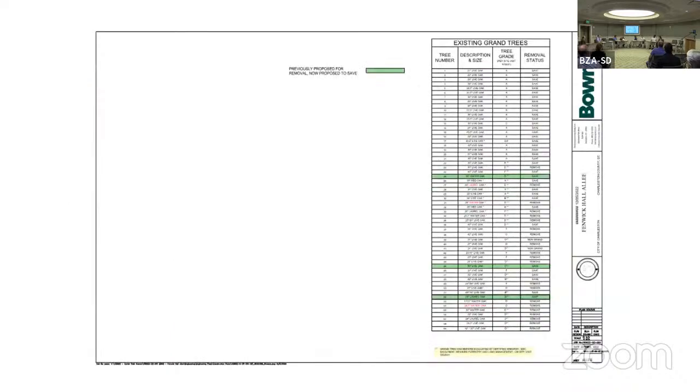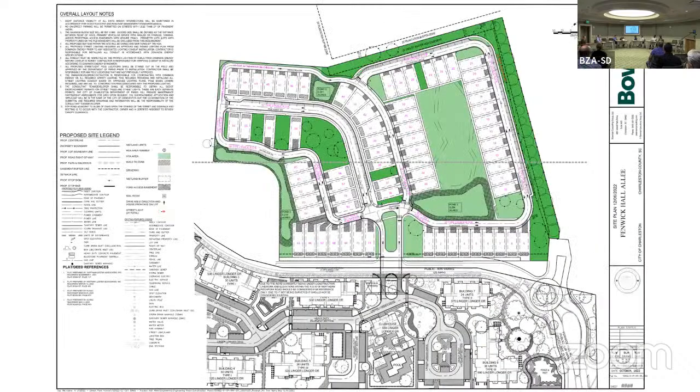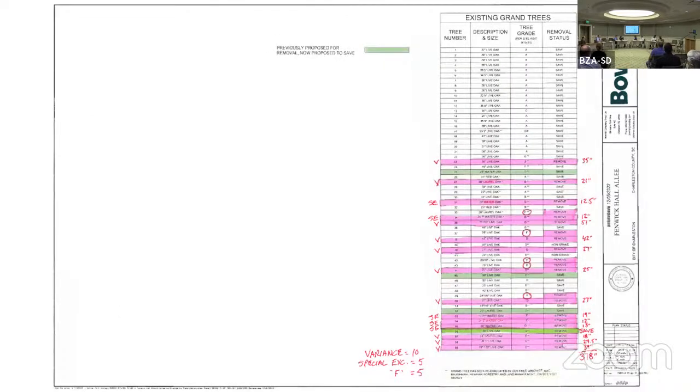This is what they submitted that relates back to that plan. This just gives you an overview of the green space and the openness around some of the trees. And then this is my modified list. They forgot the tree number, 56, I believe it is. That's a save. But again, it's still 10 trees requiring a variance and 5 requiring a special exception.